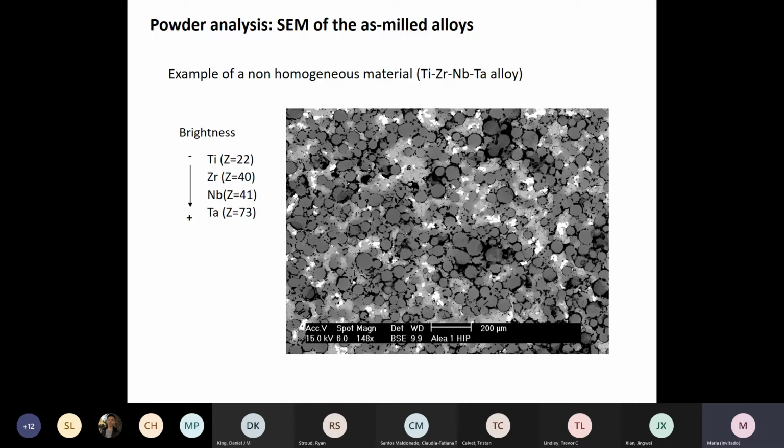And this was a titanium, zirconium, niobium, tantalum alloy, and we can basically identify the elements individually according to their brightness, linked to the atomic number. And well, this is a total fail, okay? But our experience, you probably agree with me, is mostly based on failure rather than on success, okay? So there was a big learning from this result that made us realize how important it is to check that our powder is homogeneous.